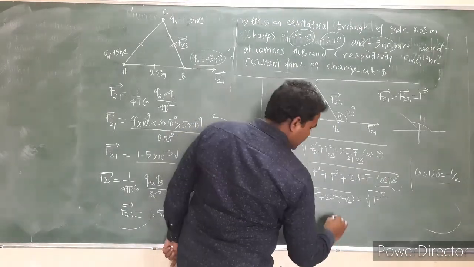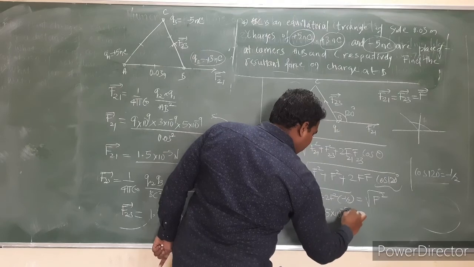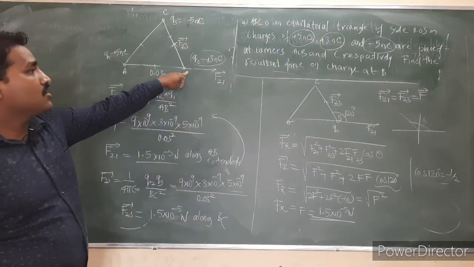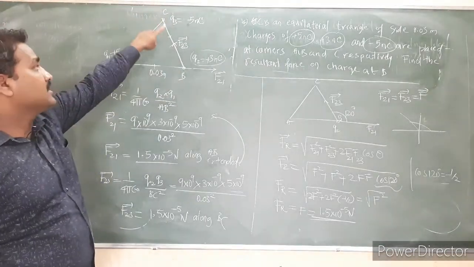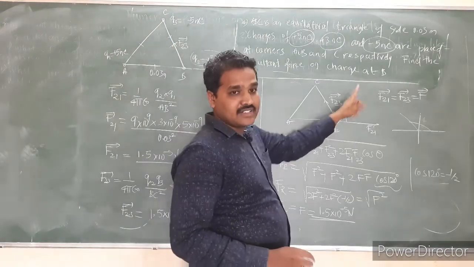F is equal to how much? That is again 1.5 into 10 to the power minus 5 newtons. This is the resultant force acting on charge 2 because of charge 1 as well as charge 3, Q1 and Q3. And what about the direction of this resultant force?